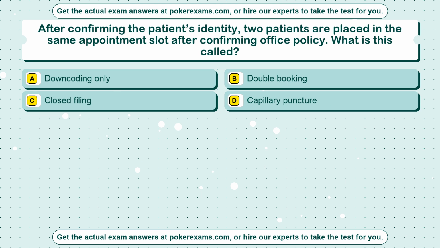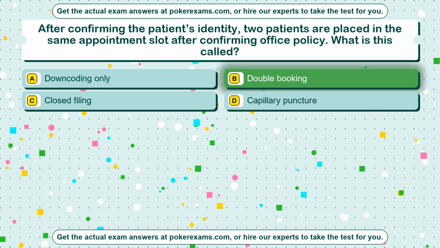Question 74. After confirming the patient's identity, two patients are placed in the same appointment slot after confirming office policy. What is this called? Option A, downcoding only. Option B, double booking. Option C, closed filing. Option D, capillary puncture. The correct answer is option B, double booking.